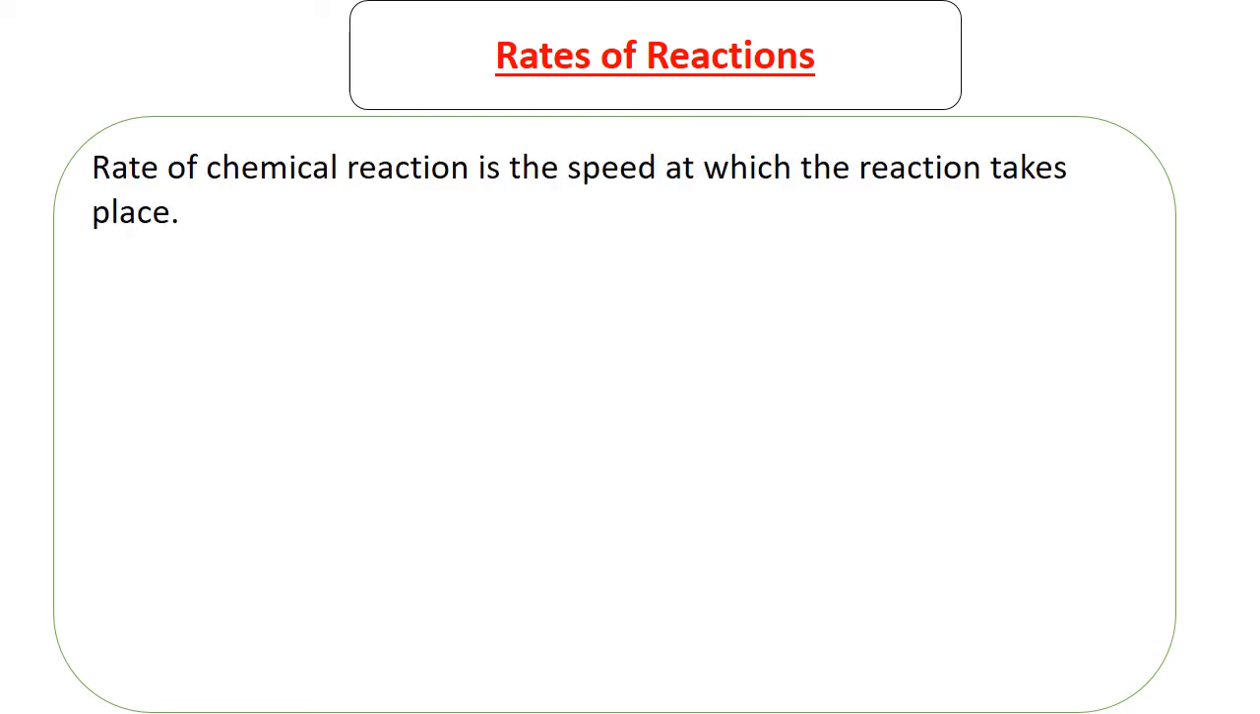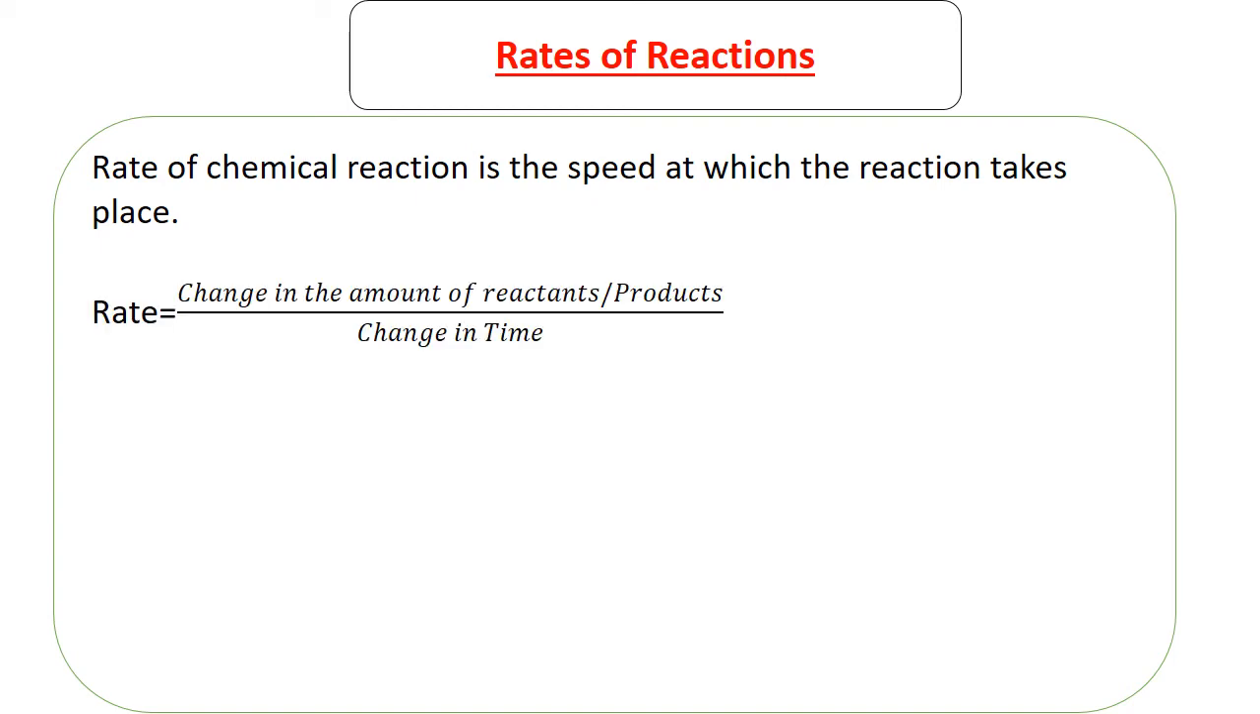So what is a rate of chemical reaction? The rate of chemical reaction is just the speed at which the reaction takes place. The formula for rate is change in the amount of reactants or product over change in time. Okay, so what you just need to know is how much the reactants are changing or how much the products are changing. You can't measure both of them simultaneously.